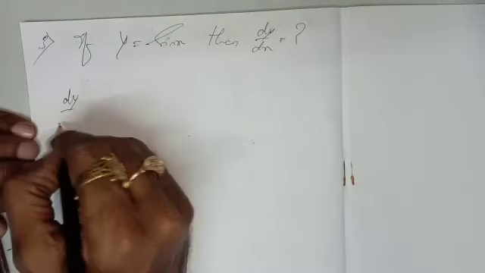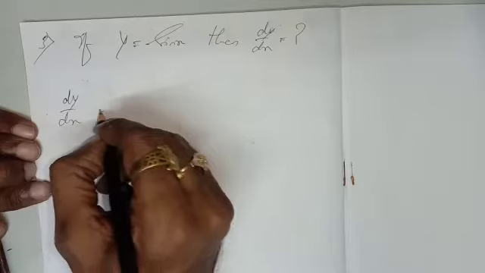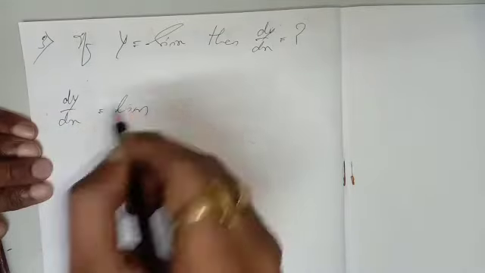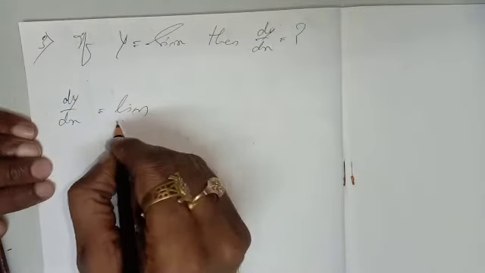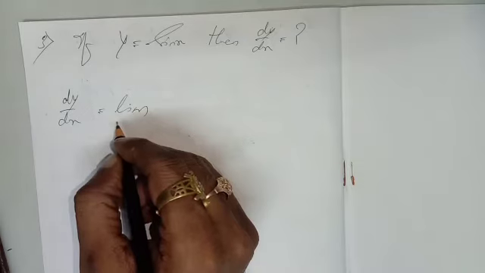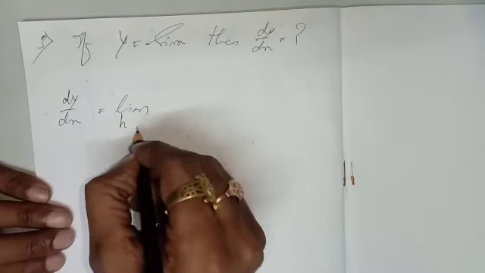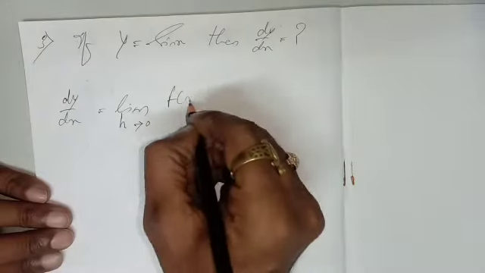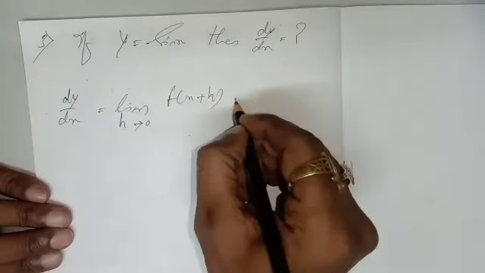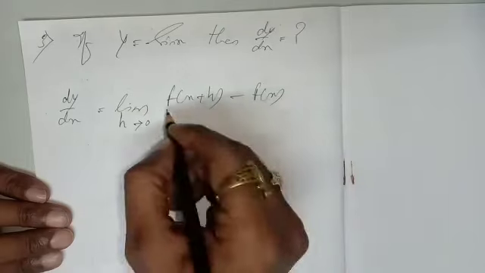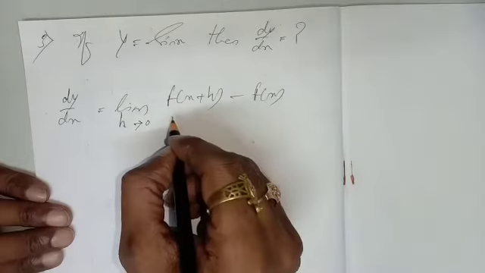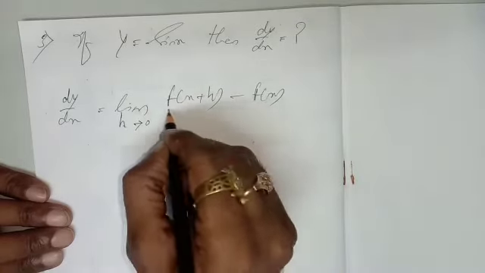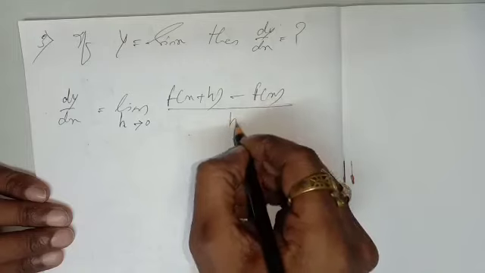dy by dx equal to how much? You have to apply the formula here: limit h tends to 0. Some books write delta x, some write h. I am writing h here. Suppose h tends to 0 is a small increment in x, and this one is f of x plus h minus f of x, divided by h. You can write h or delta x, that is a small increment in x. This is the formula you have to apply here.